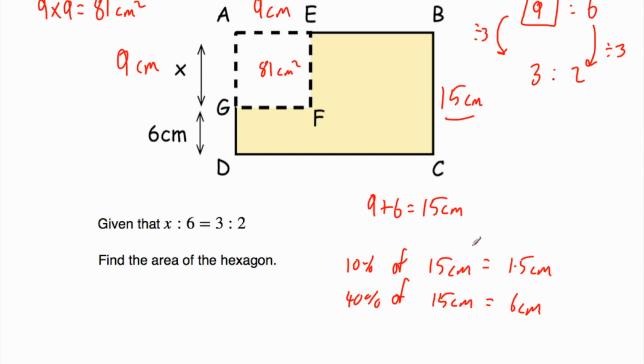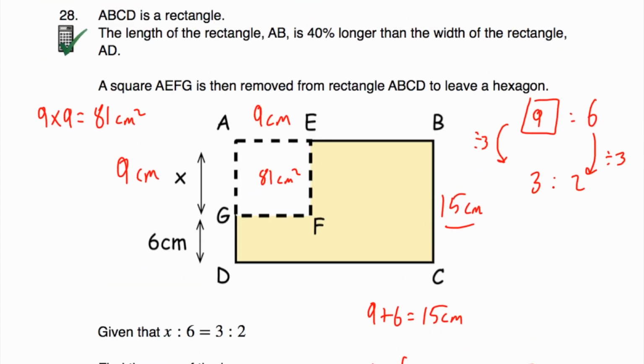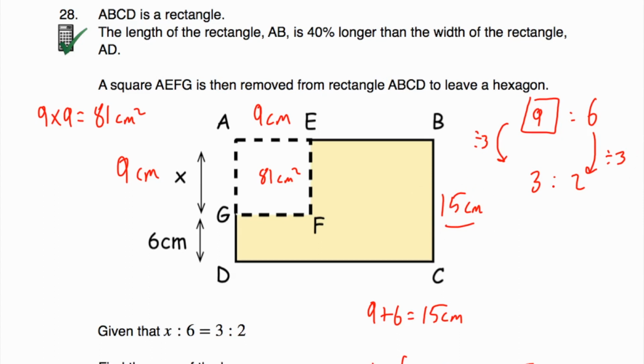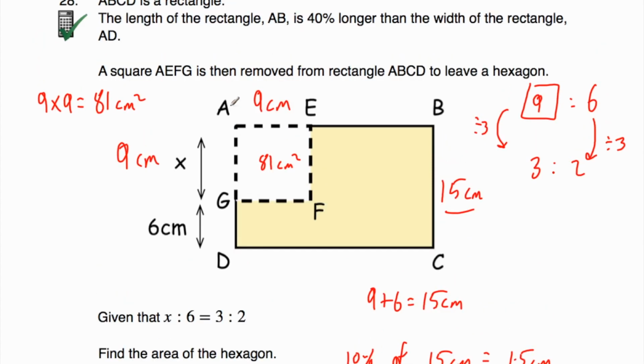So that means that the length of the rectangle is 6 centimeters longer than the width of the rectangle, because the question said that the length of it is 40% longer. So if we take the width, which is 15 centimeters, and add on our 6 centimeters, we will get the total length of the rectangle. So 15 plus 6 is equal to 21 centimeters. So the whole length of the rectangle, AB, is 21 centimeters.